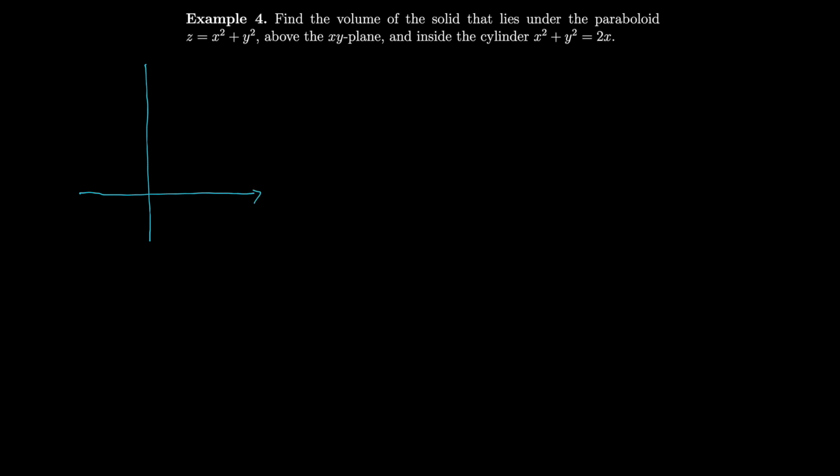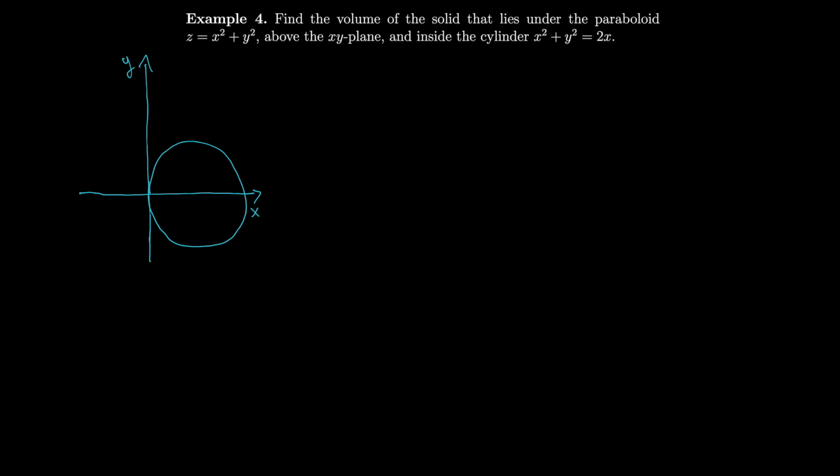Well, the region is a cylinder, specifically a circular cylinder, so I just have to draw a circle in the xy plane. That's basically the shadow of this thing. Wow, pretty bad circle. Let's see if I can get a little bit better than that.